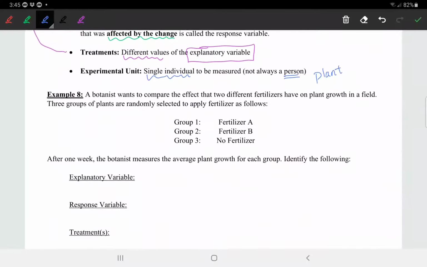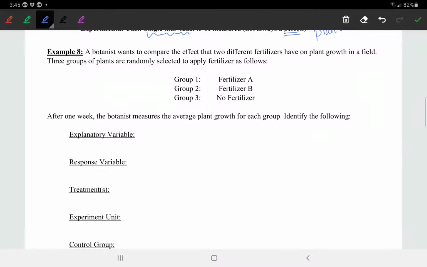So, for example, a botanist wants to compare the effects two different fertilizers have on plant growth in a field. There are 3 groups of plants that are randomly selected. This is good. They are randomly selected, and we apply fertilizer. Group 1 is going to get the first fertilizer, fertilizer A. Group 2 is going to get fertilizer B, and the last group, group 3, is going to get no fertilizer at all.